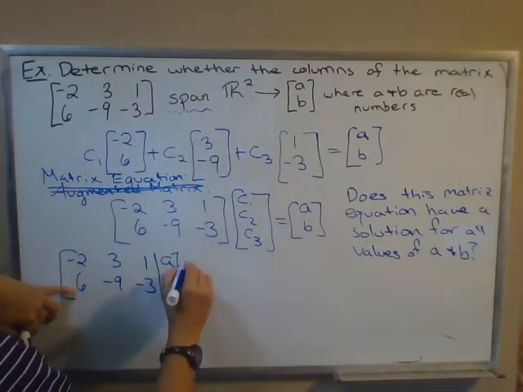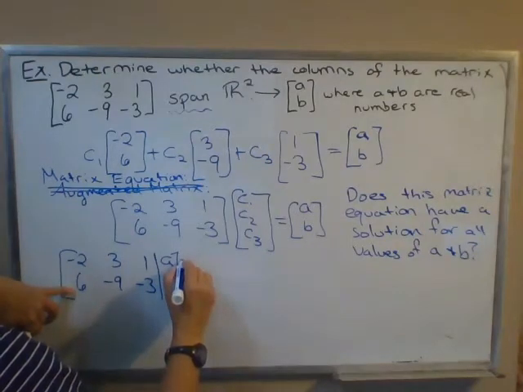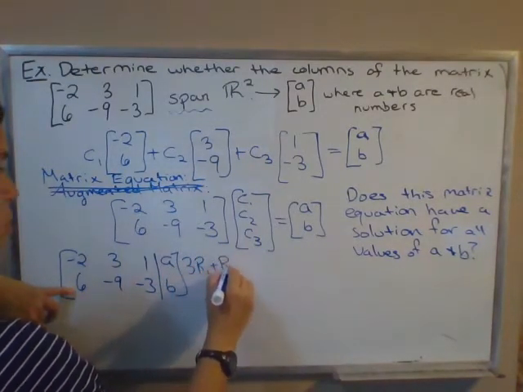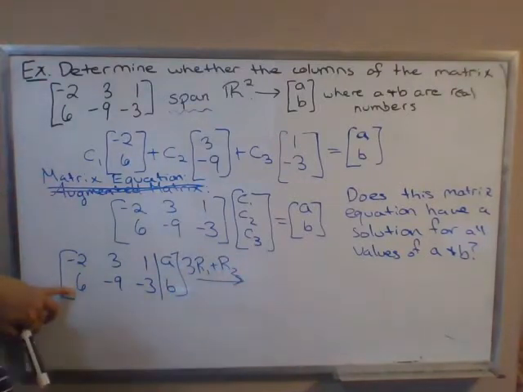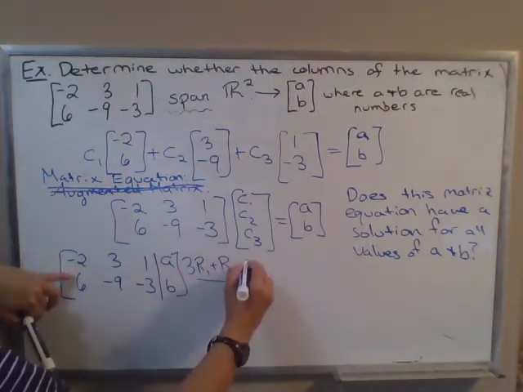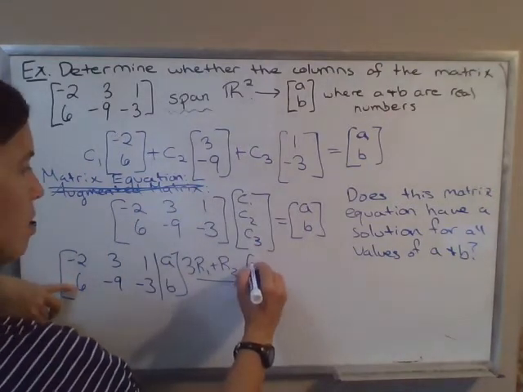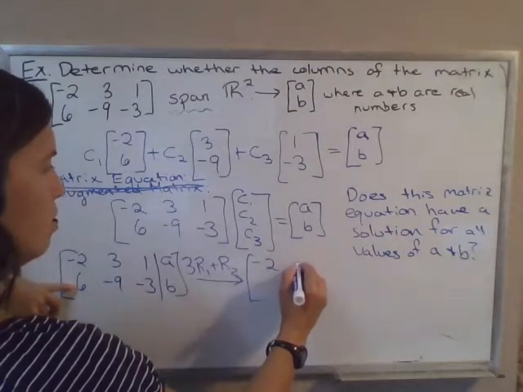Okay, so anyway, I would want to do the row operation 3 row 1 plus row 2. That way, I'll have 3 times this, which is -6 plus 6. That'll zero out this entry right here. So I'm going to leave row 1 alone.